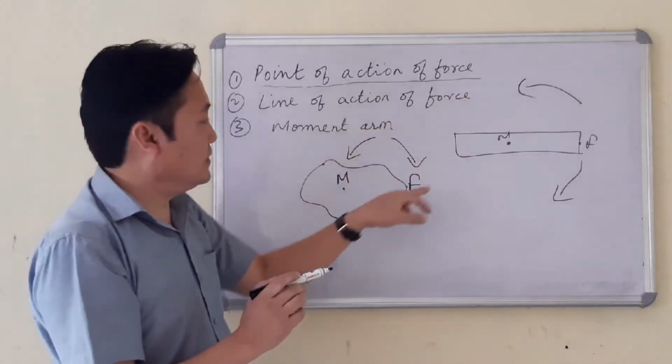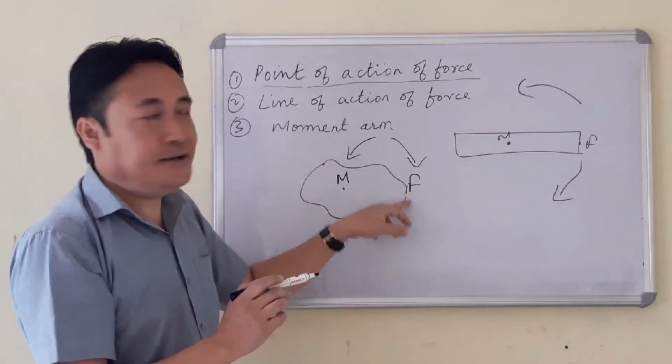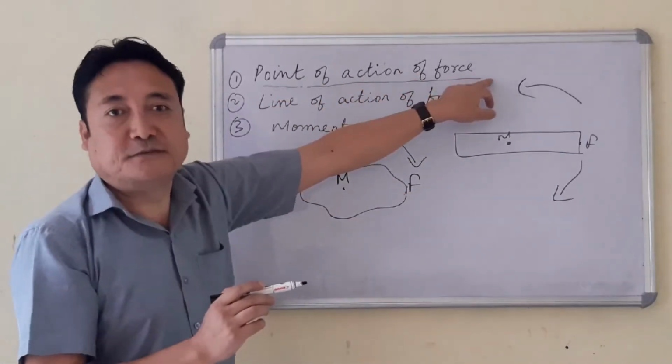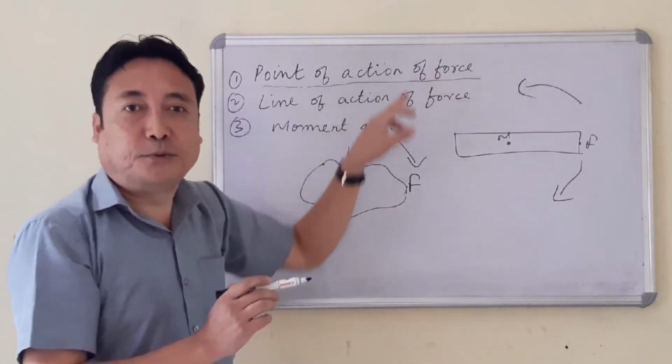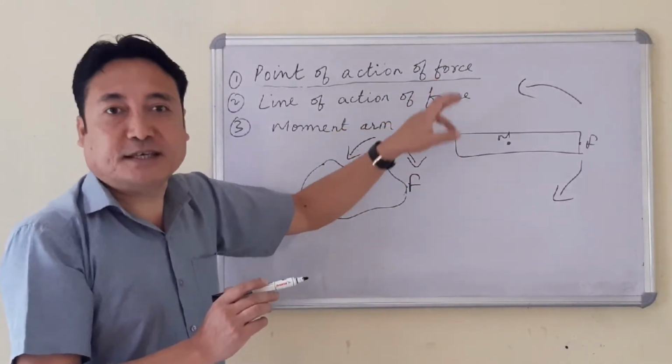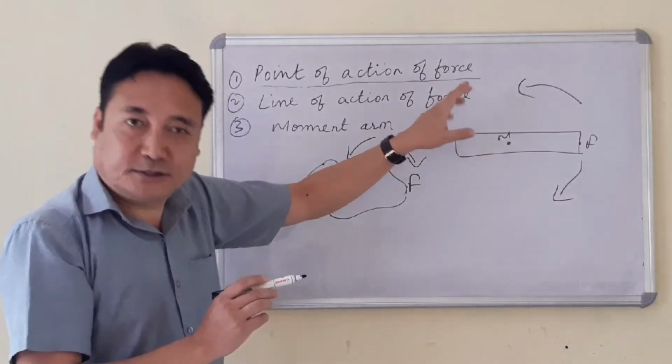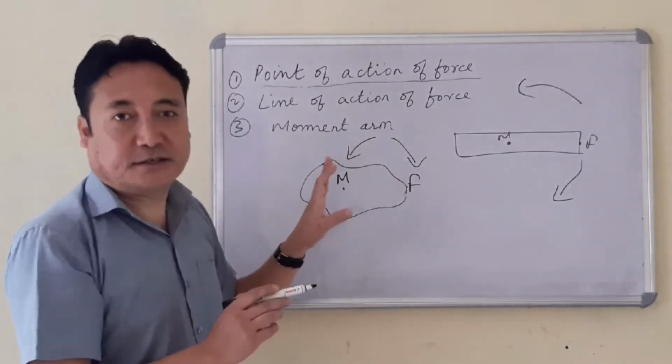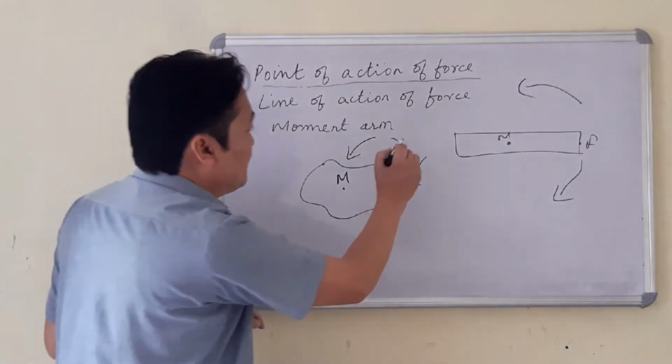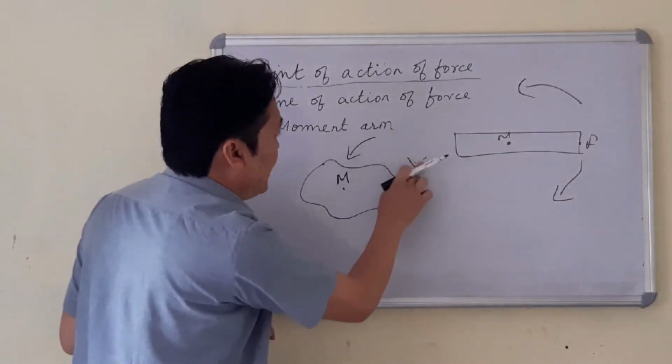So therefore, the point where you apply the force is known as the point of action of force. So now this F is considered as the point of action of force. The point of action of force is the point where the force is applied.